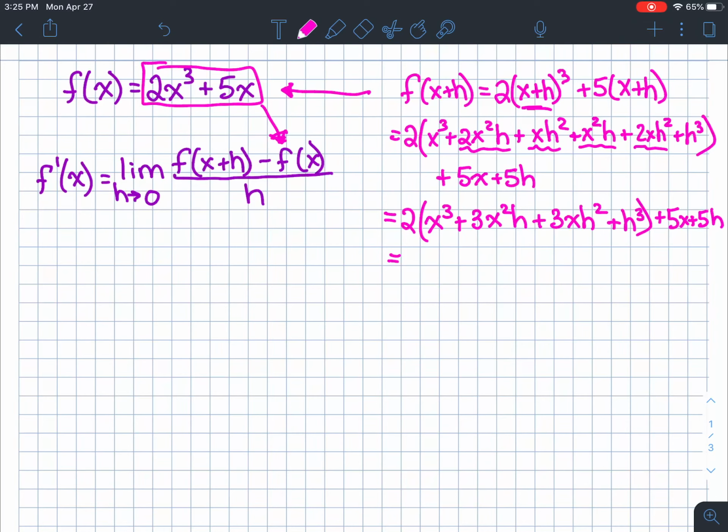And then I guess I'll just multiply it all by 2. So, sorry, I was just thinking. So 2x cubed plus 6x squared h plus 6xh squared plus 2h cubed plus 5x plus 5h. Okay, perfect. Now I'm going to sub it into my limits formula.